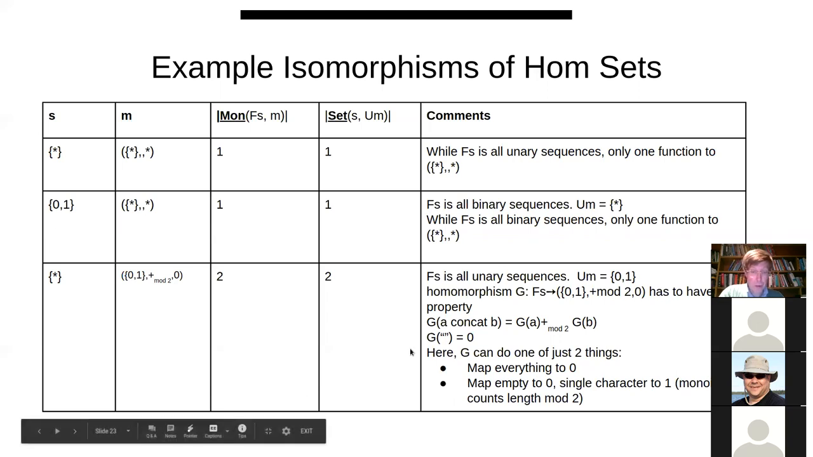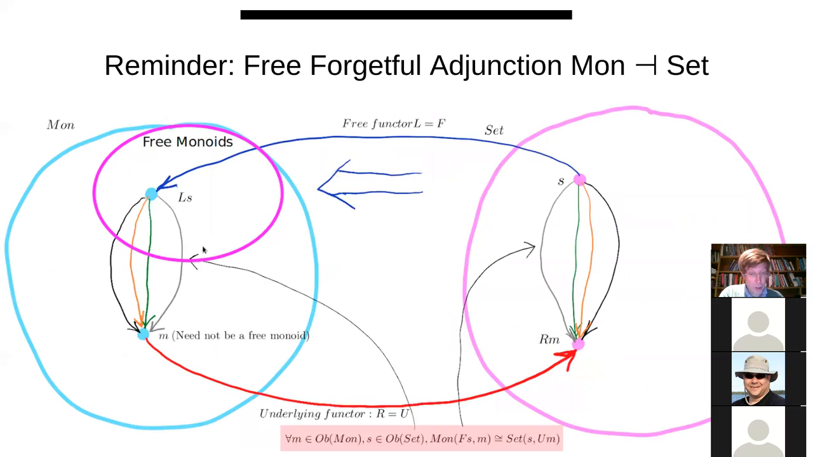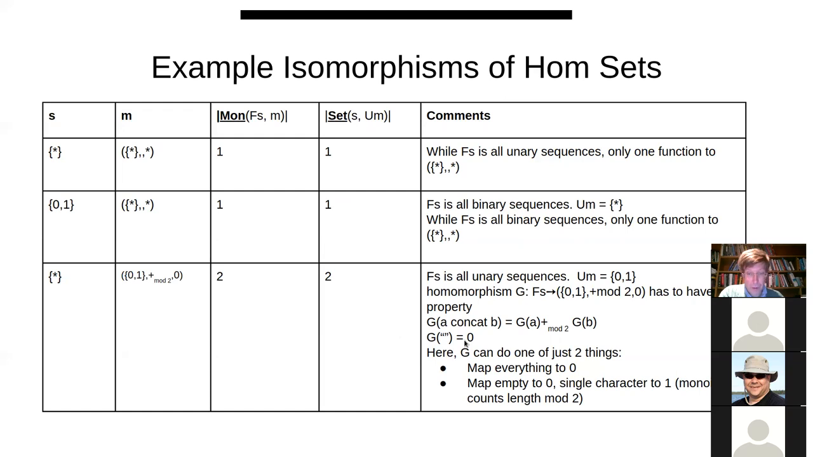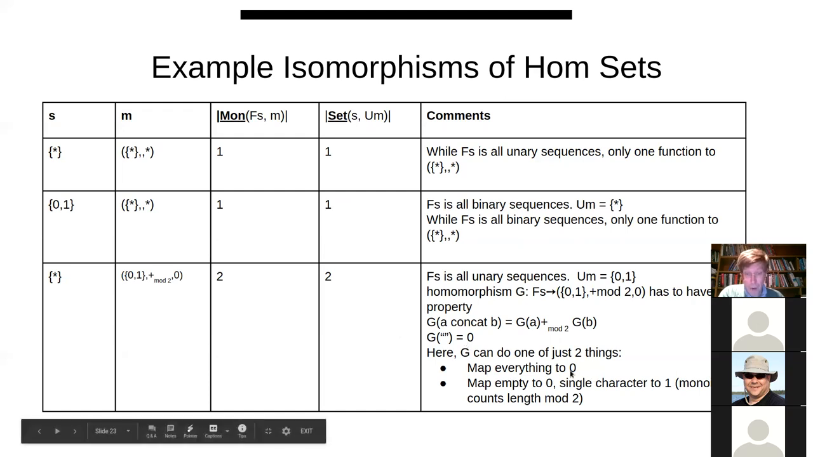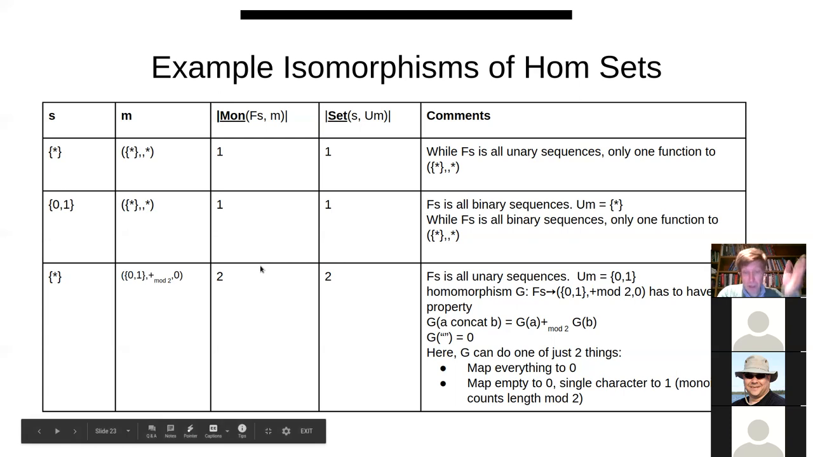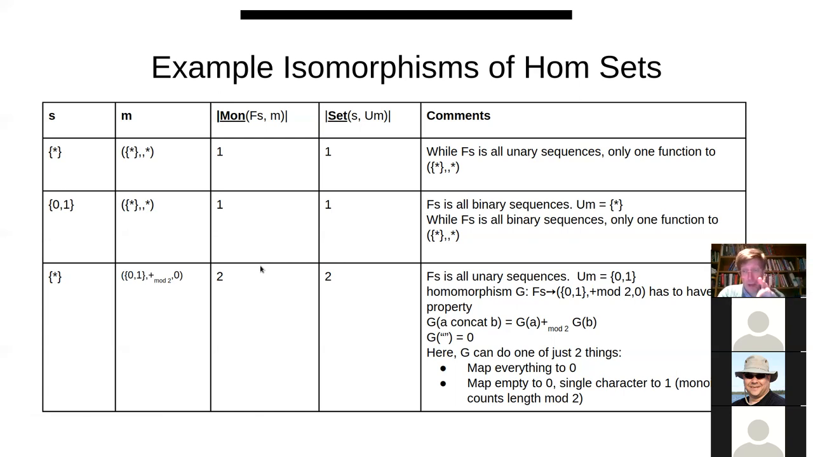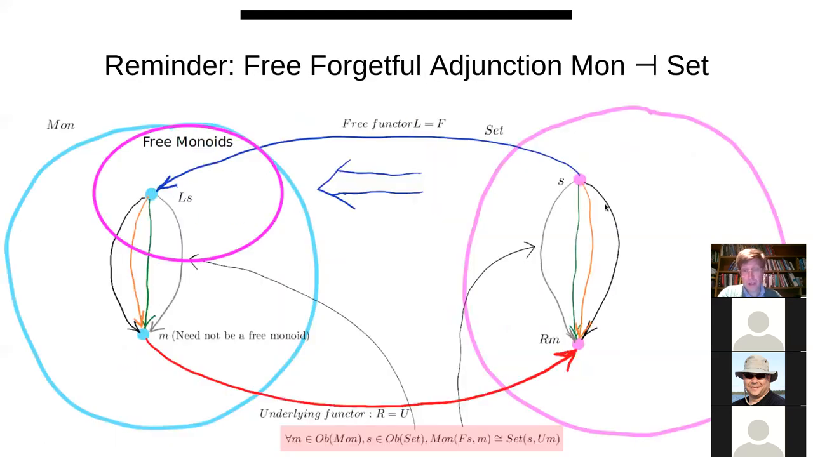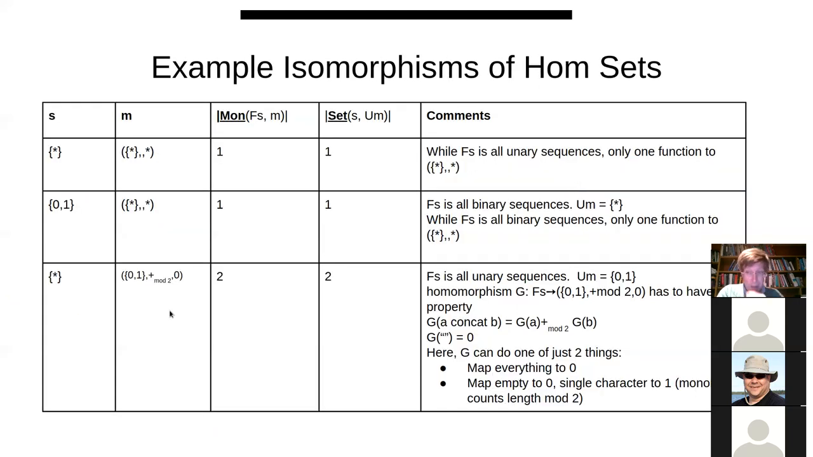And if you think this through, this mapping G, a homomorphism here, can really do one of two things. It can map everything to zero, or it can map empty to zero and a single character to one. Basically it's going to be counting up the length mod two, combining those together to compute the length of the whole sequence if we were seeking to do that. But basically we have two choices here. We can either map everything to zero, or we can map empty to zero, that has to go to zero, and then the characters in these unary sequences to one. And that would be a homomorphism if we were to do that as well.